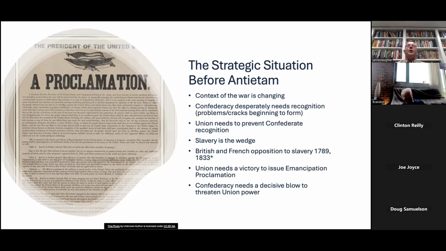Okay. Then the ultimate problem for the Union is you can say that you freed the slaves in the states that are under rebellion, but you have to be there on the ground to enforce it.